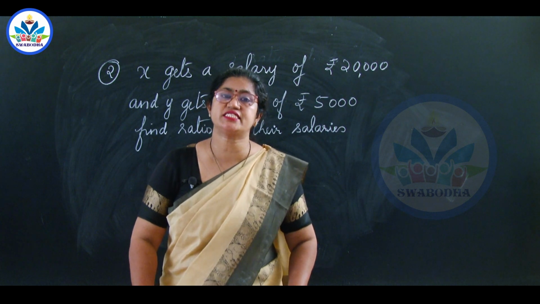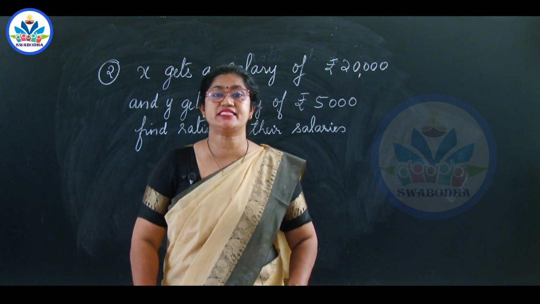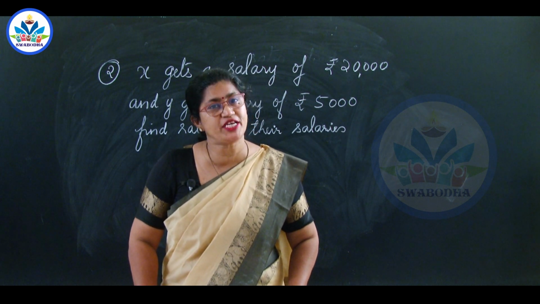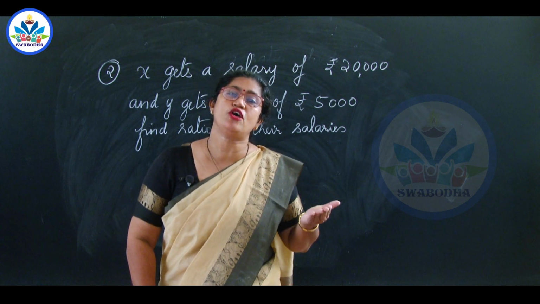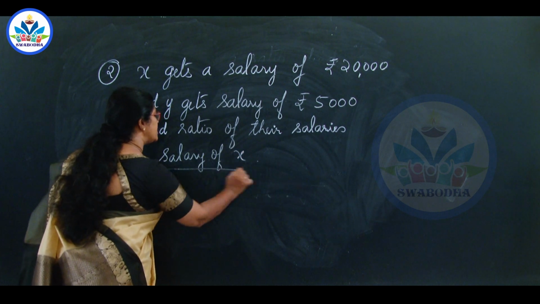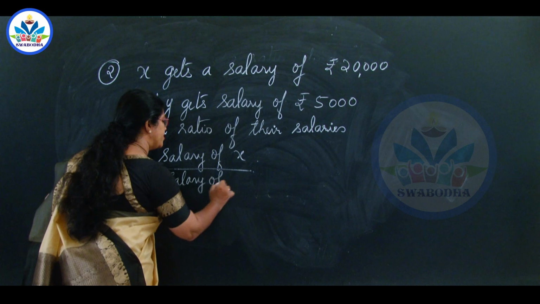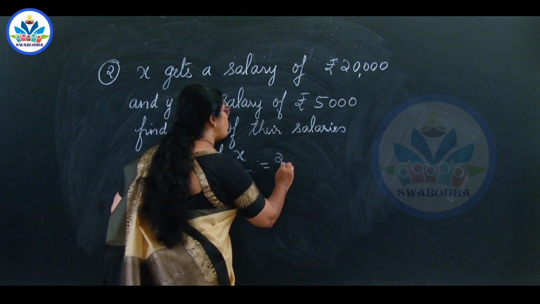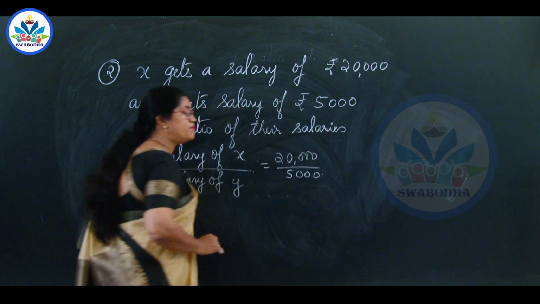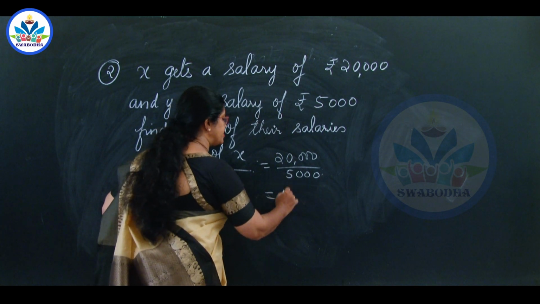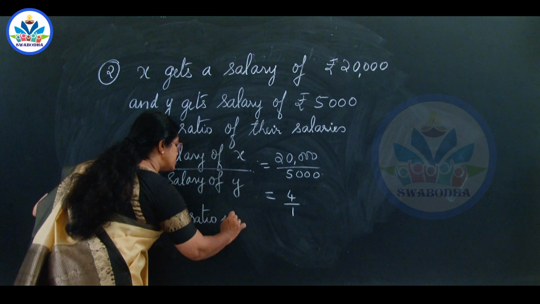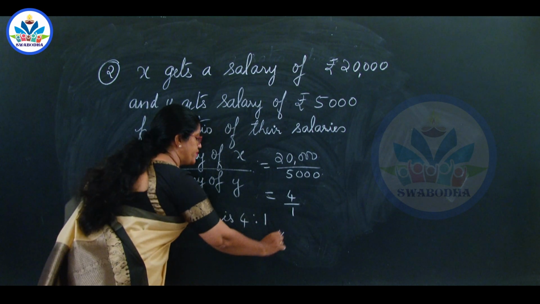Question 2, X gets a salary of rupees 20,000 and Y gets a salary of rupees 5,000 and you are asked to find the ratio of their salaries. What is the meaning of ratio? Ratio also means a fraction, salary of X divided by salary of Y. That is all you have to do. Salary of X is 20,000 and salary of Y is 5,000. Just simplify this and you will get 4 by 1. You can also say therefore, the ratio is 4:1. This is the answer.